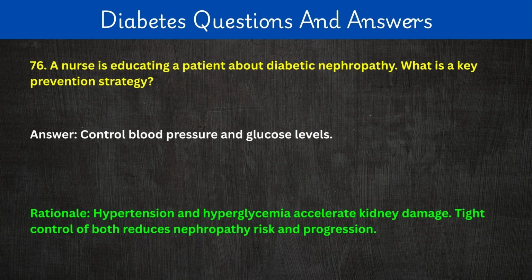76. A nurse is educating a patient about diabetic nephropathy. What is a key prevention strategy? Answer: Control blood pressure and glucose levels. Rationale: Hypertension and hyperglycemia accelerate kidney damage. Tight control of both reduces nephropathy risk and progression.